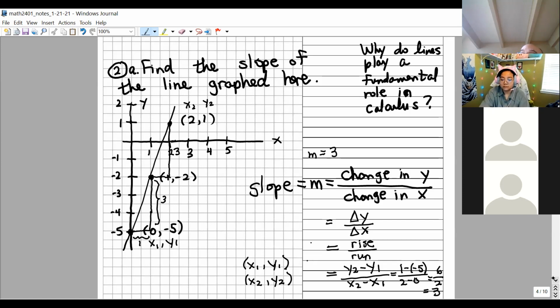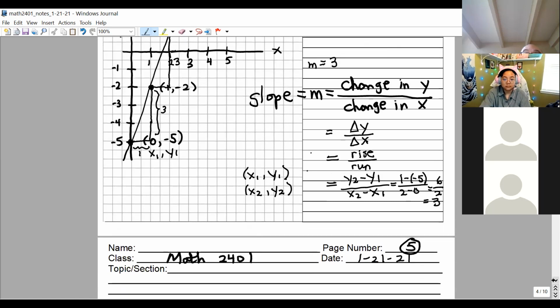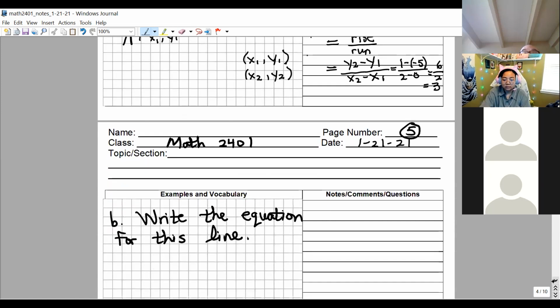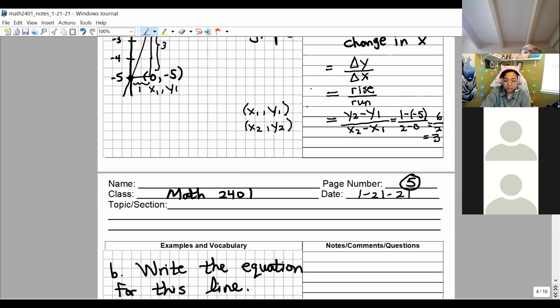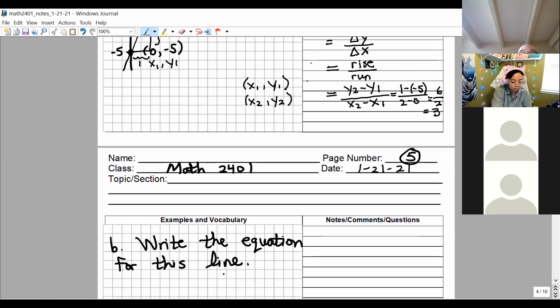Now, once you've got the slope of the line, then you can write down the formula for that line, right? Or the equation for that line. So let's do that next. Notice we started with the graph of this line, and now I want to write down its equation. So we started with a relation given to us in graphical form, and now we want to convert that graphical form to a formula.